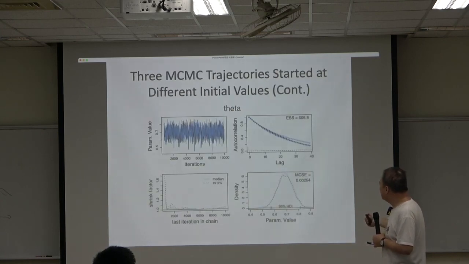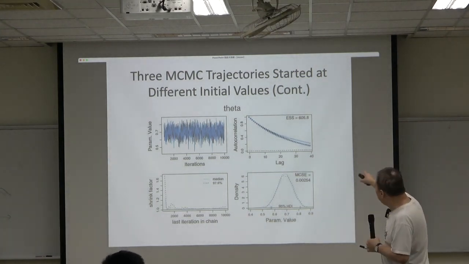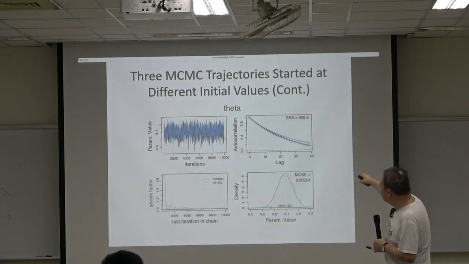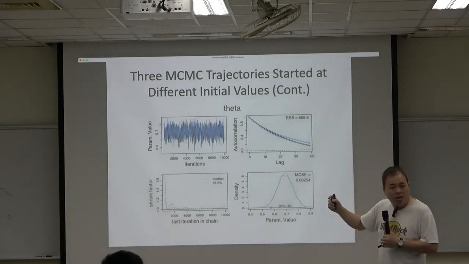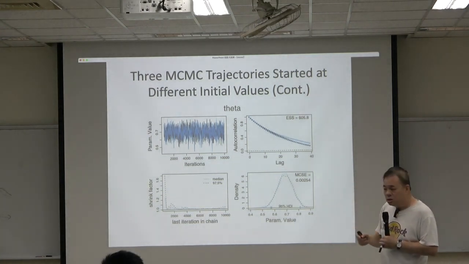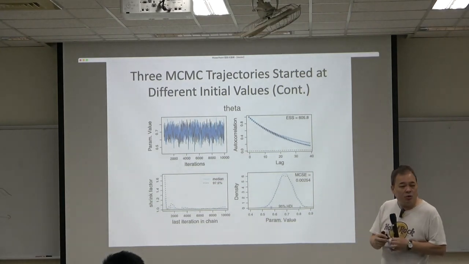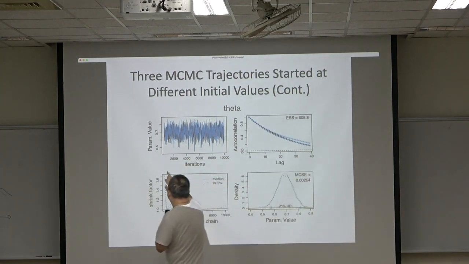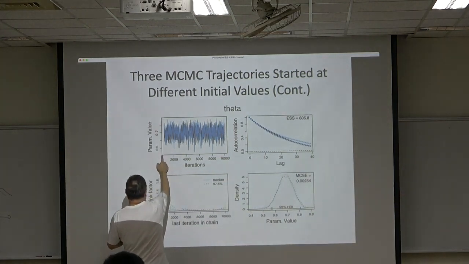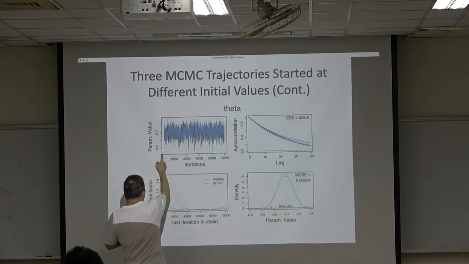Look here, ESS equals 605.8. It was indicated at the upper right corner of the upper right figure, the ESS. So how many samples did we draw? The first 500 are used for tuning, so we did not account for the first 500.